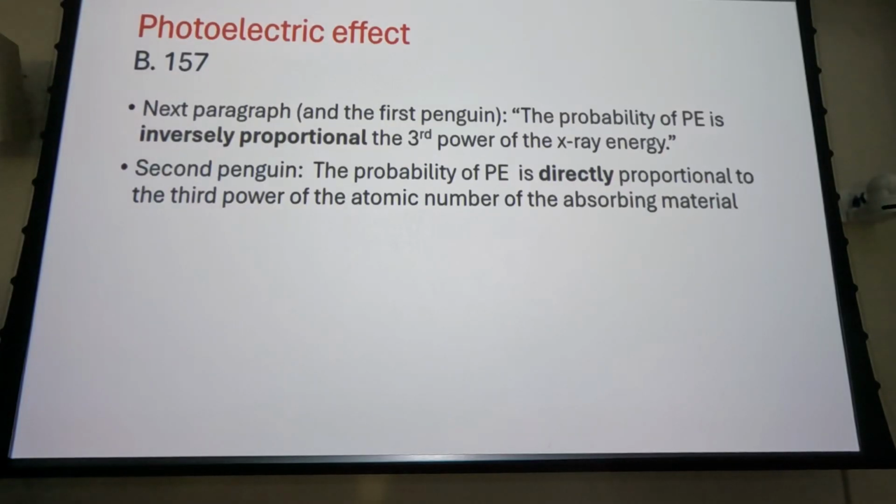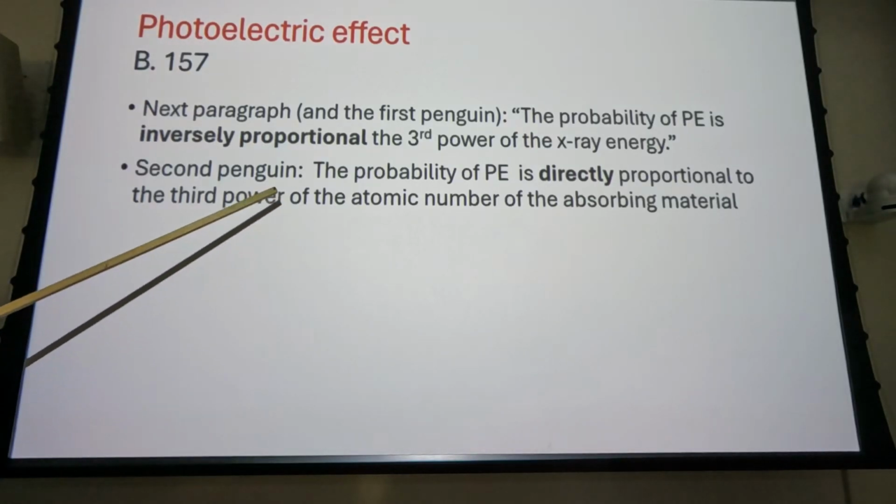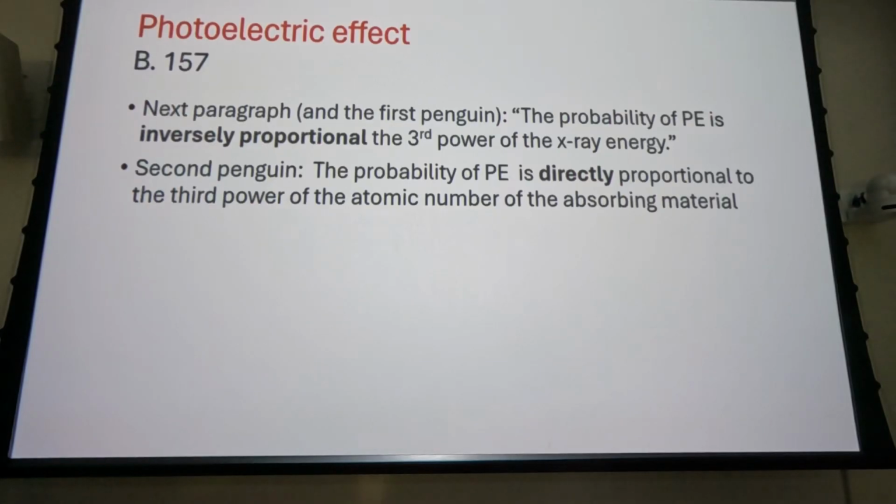photoelectric interaction can be a single event, right? Probably not, but it could be a single event. Single absorption, one photon hits one atom, completely absorbs. Probably not going to happen. Probably going to bounce around and then absorb. All right. So why does bone show up so good and soft tissue not so good? The probability of photoelectric interaction is directly proportional to the third power of the atomic number of the absorbing material. So exponentially more absorption in bone than in soft tissue, right?